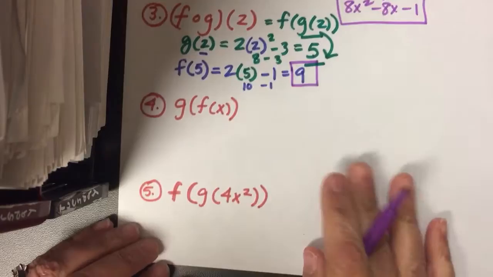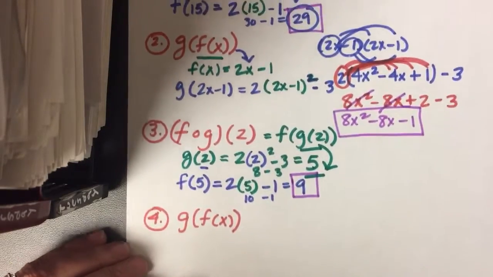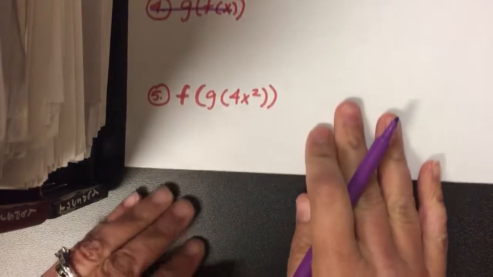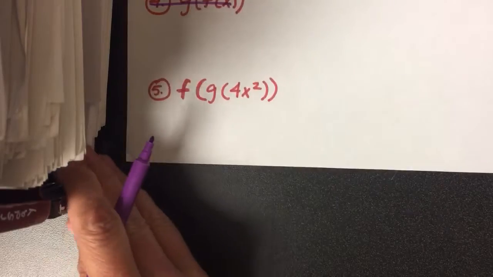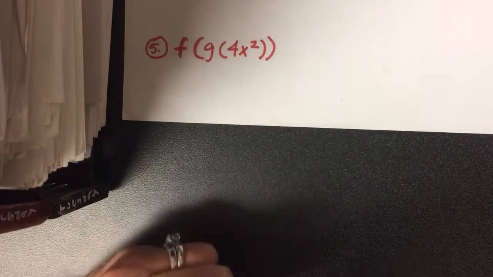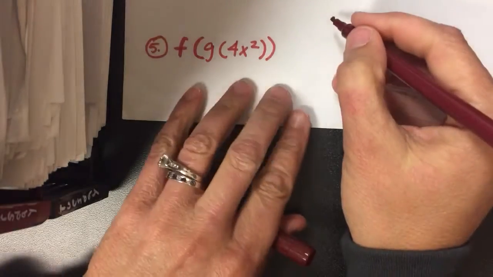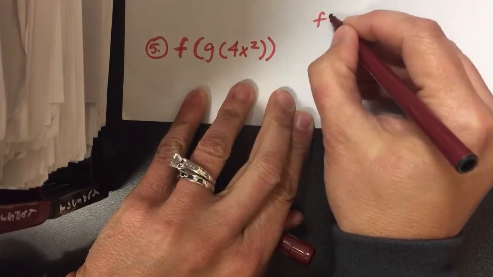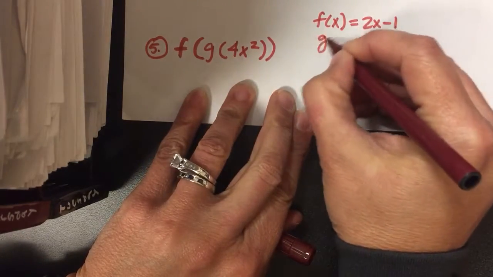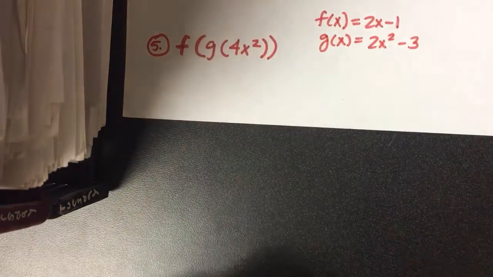Okay. Now what if I did g of f of x? Whoops, sorry, we've already had that. Sorry, that's a repeat. So let's move down here to number 5. Number 5, we have f of g of 4x squared. So just to get this in the same frame, remember f of x equals 2x minus 1, and g of x is equal to 2x squared minus 3. So there's your two functions.